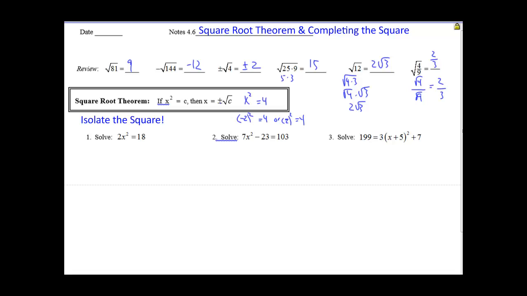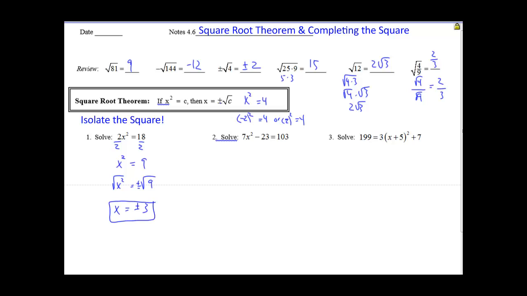So regular solving problems, if we get the x squared by itself, you're going to divide by 2. We're going to get x squared equals 9. Now we have to think, what times what equals 9? Take the square root of the x squared. Take the square root of 9. We know it's going to be plus or minus. So x equals plus or minus 3.